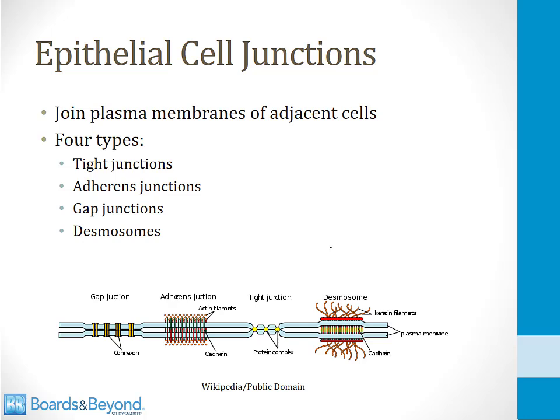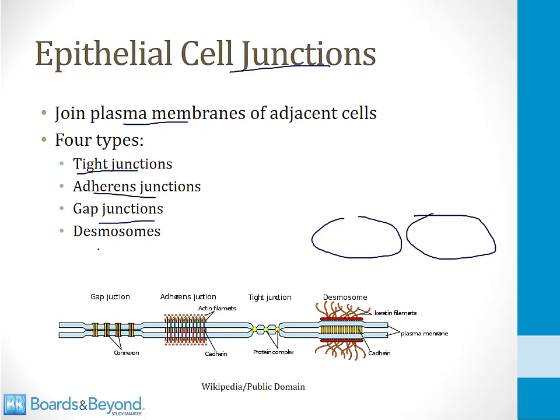So we've talked about how epithelial cells sit on top of a basement membrane. We've also talked about how they often sit next to each other in sheets. Now let's talk about how those cells are joined together. If you have two epithelial cells sitting next to each other, they will be joined together by structures that are naturally called epithelial cell junctions. These join the plasma membrane of adjacent cells. And there are four traditional types of epithelial cell junctions: the tight junctions, the adherens, the gap junctions, and the desmosomes.